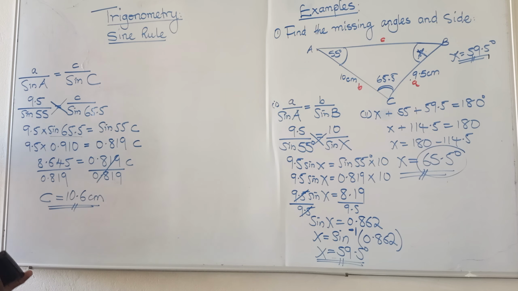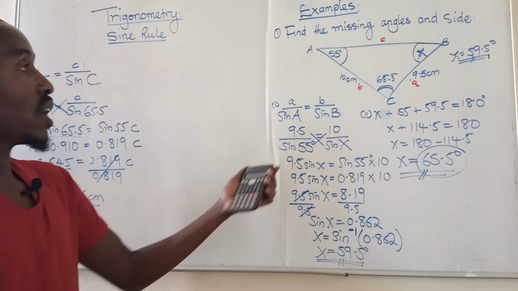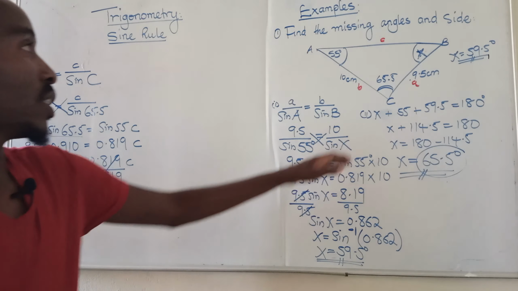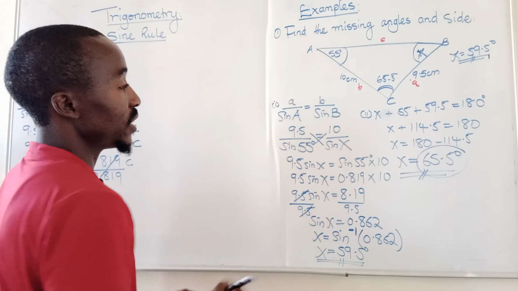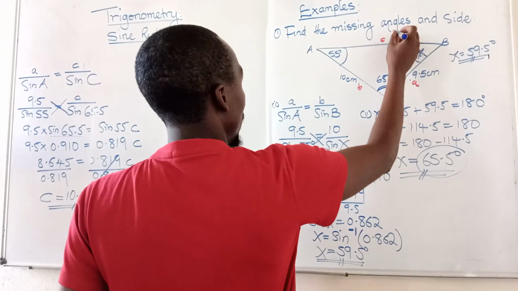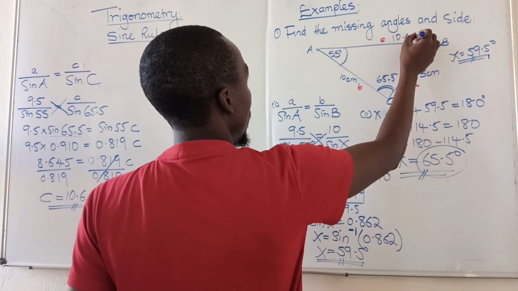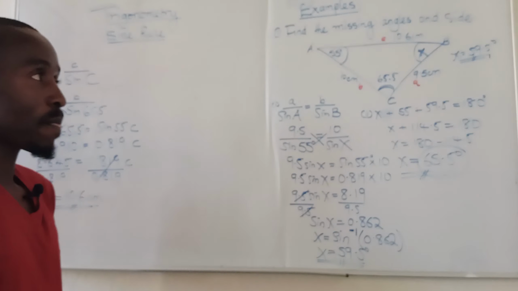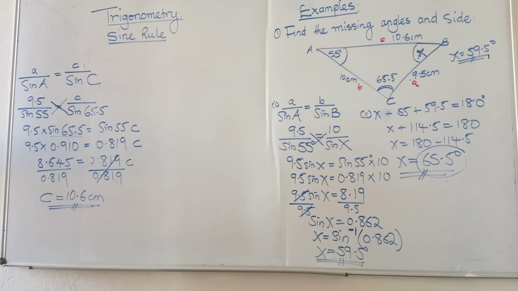So that is how you find an angle and also the side. This C we have found is 10.6, so this is 10.6 centimeters, like that. Let us go and look at another example.